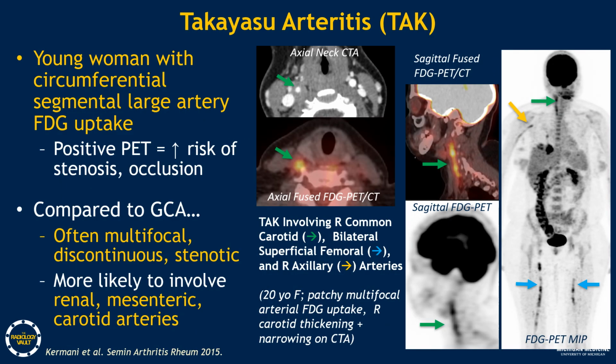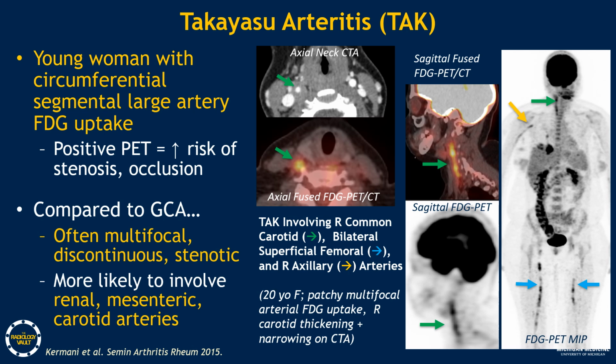Takayasu arteritis. This is in contrast to giant cell arteritis. Think about this if you have a young woman that has circumferential segmental large artery FDG uptake. And so in these cases, whereas PET in GCA indicated an increased risk of aneurysm, in this case it indicates an increased risk of stenosis or occlusions. And those can be very morbid for these patients and really emphasizes the urgency of immunosuppression.